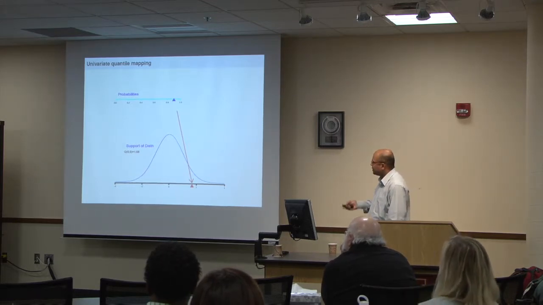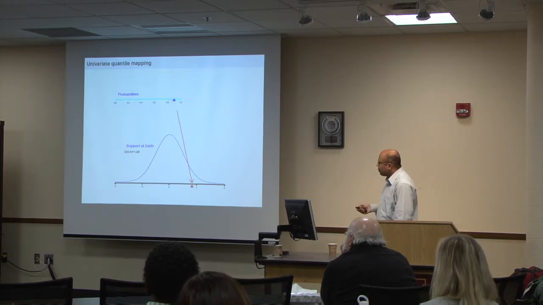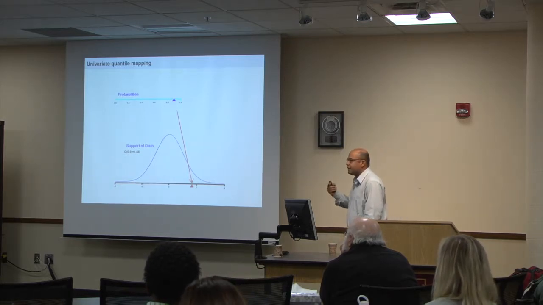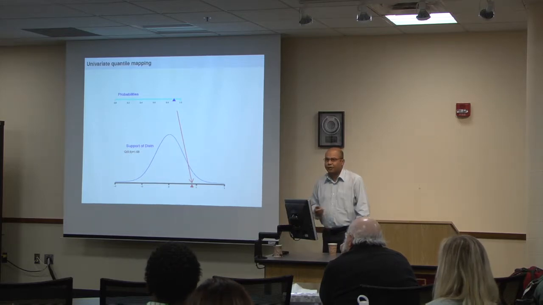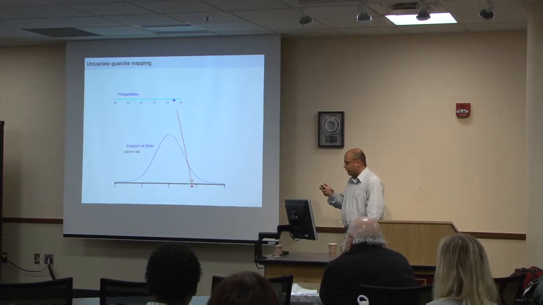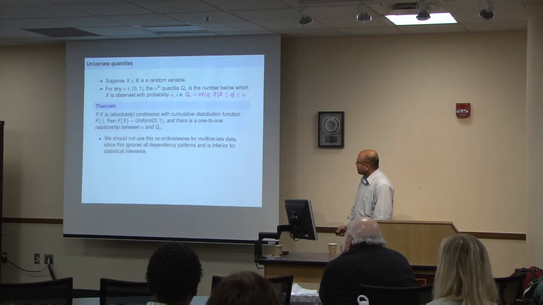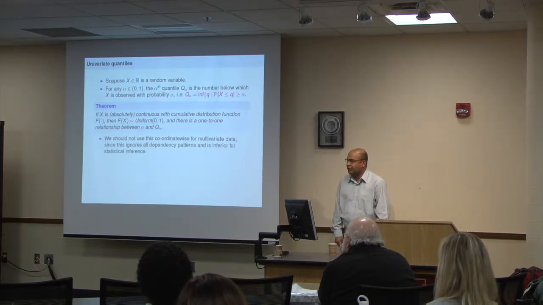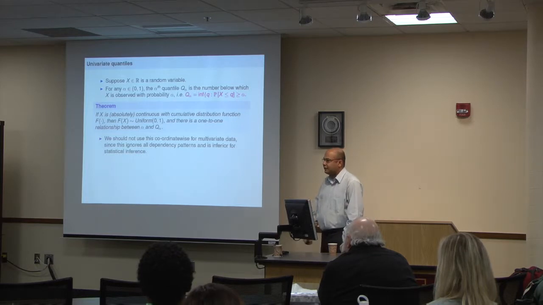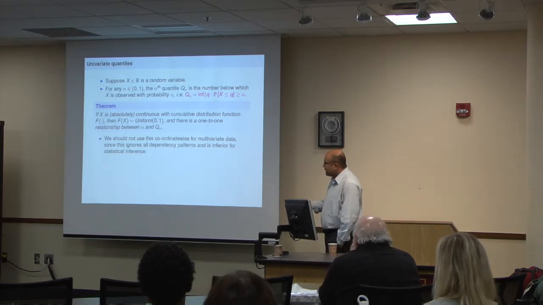And we've seen this before. This is not terribly different. What I'm going to do is take you through stages as to how we go from this notion to a multivariate quantile, which is kind of non-trivial beyond this point. And this is what I was saying. So formally, a quantile, for any alpha, that's a probability, is the number below which you observe your random variable with probability alpha. So that's its definition. Why is it important?